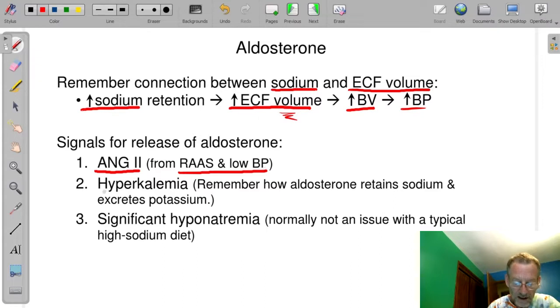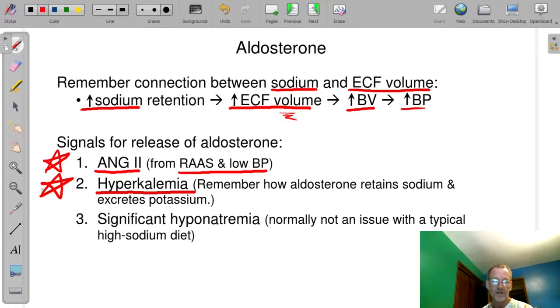The other major signal for the release of aldosterone is hyperkalemia. On the next slide, we're going to look at the details of aldosterone and how it works. So these are the two big ones: angiotensin II and hyperkalemia. I think I said earlier angiotensinogen 2. No, it's angiotensin II from RAAS. Okay? And hyperkalemia.